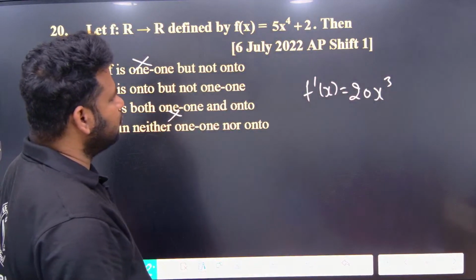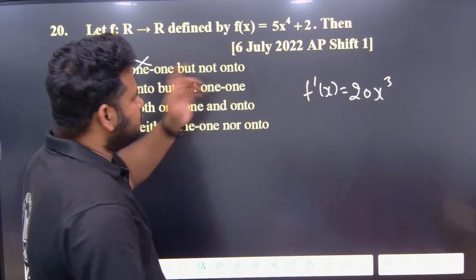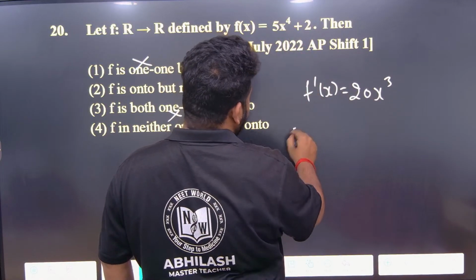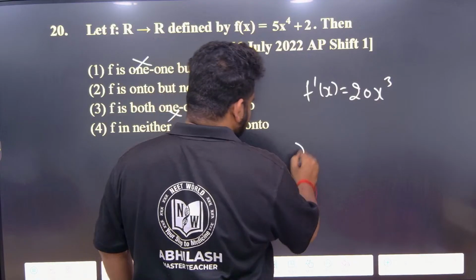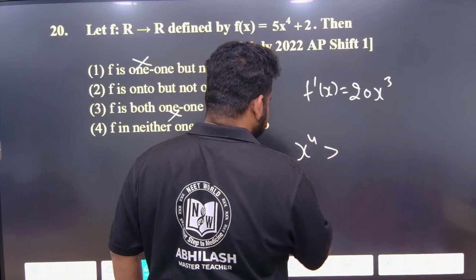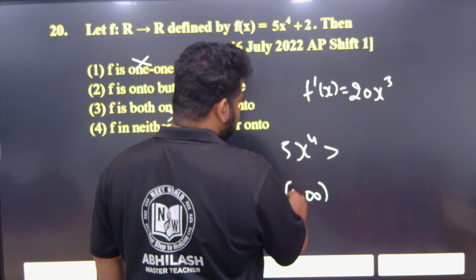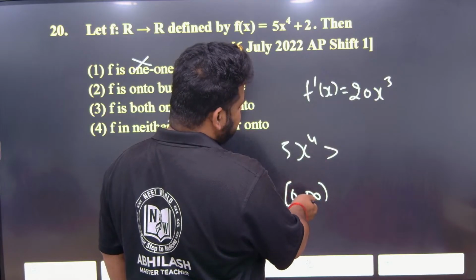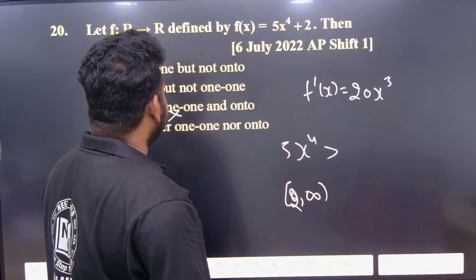For onto, what do we have to do? Check the range and the domain, codomain. So f of x is 5x power 4 plus 2. First of all, x power 4 will be greater than or equal to 0. X power 4 is positive. So I can write this as 0 comma infinity. If I multiply by 5, this will again be 0 comma infinity. If I add 2, what will I get? 2 comma infinity.